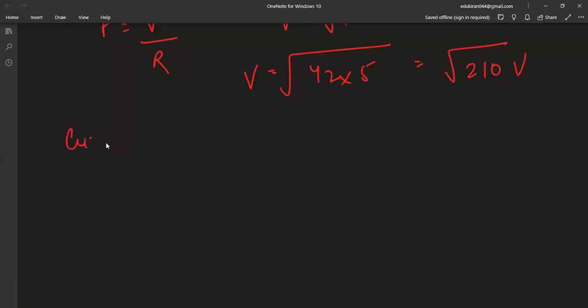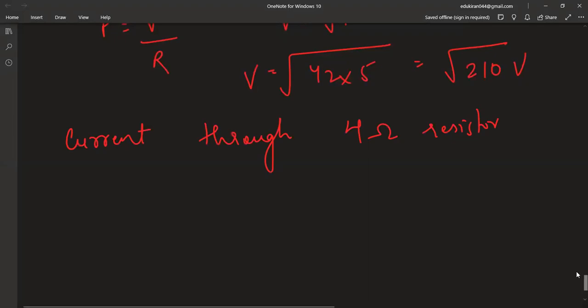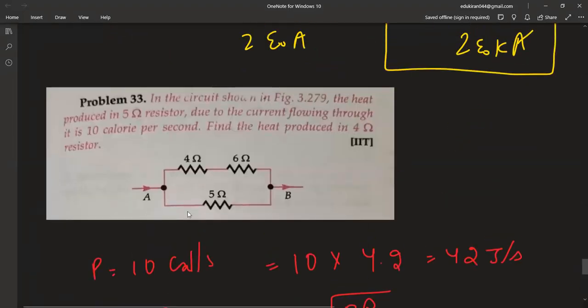Current through the 4 ohm resistor, let's calculate. Power is in the 5 ohm resistor, right? Yes, 5 we are choosing of the resistor. Between A and B we are calculating, and for the rest of it we are calculating separately. This is just for this arm. So in this arm we only have this 5 ohm resistor. Now we are calculating the current through this, then we'll use this.